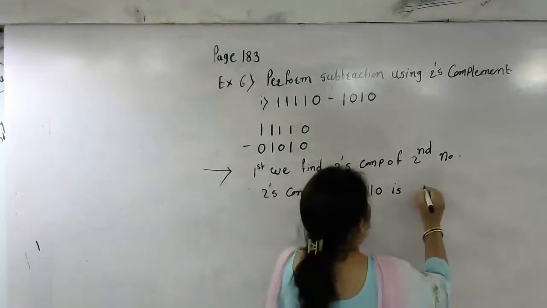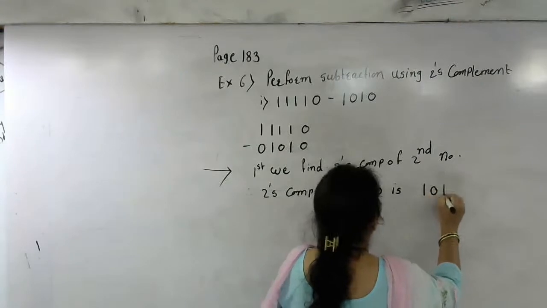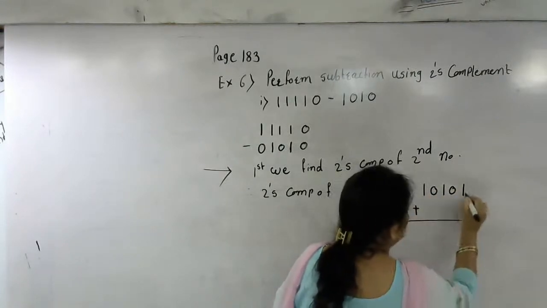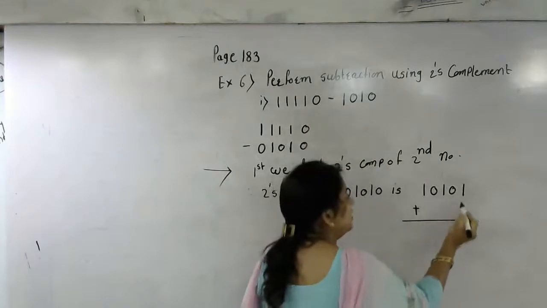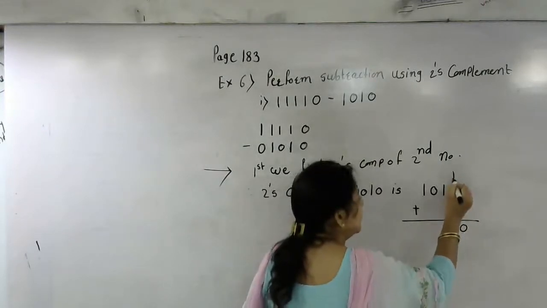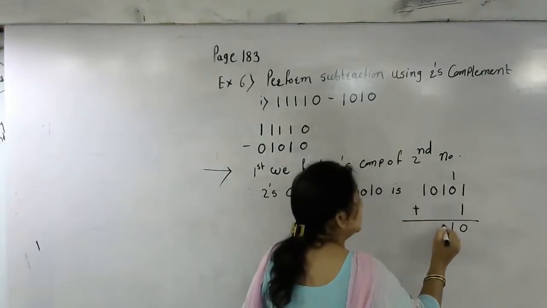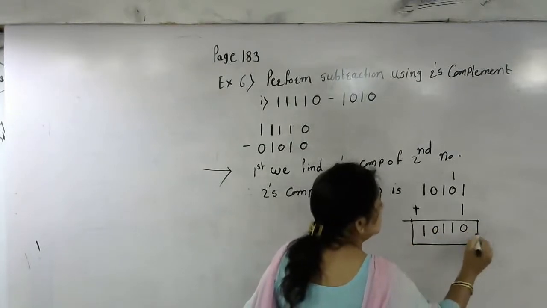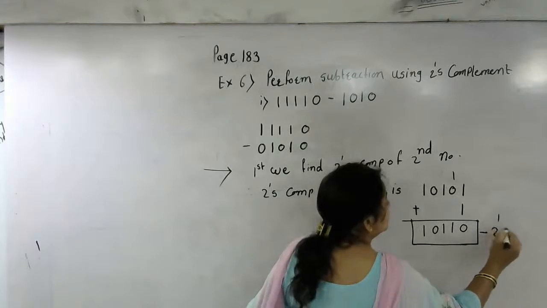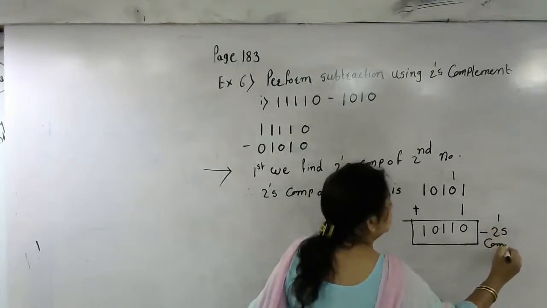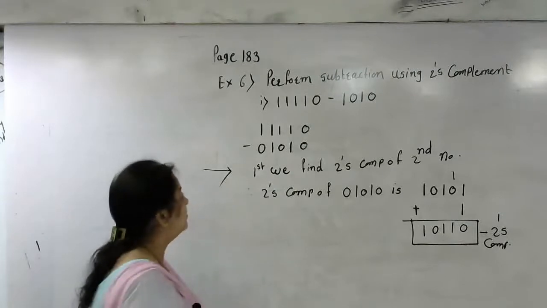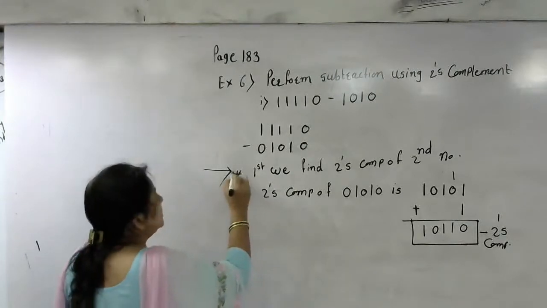2's complement is 1, 0, 1, 0, 1 plus 1. So carry this addition: 1 plus 1 is 0, carry 1, therefore 1. Remaining numbers as they are. This is our 2's complement. Okay, this is our 2's complement. This is your first step.